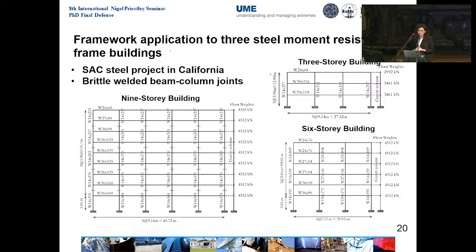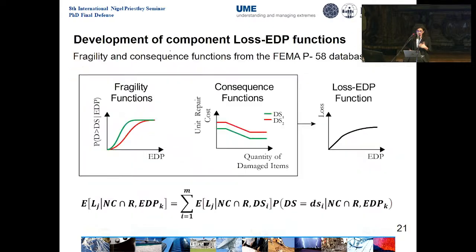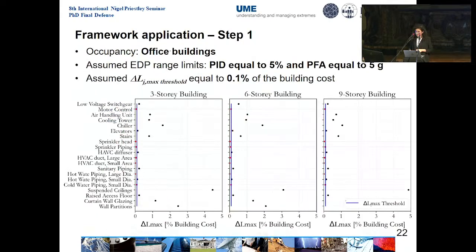Now, I will show you a case study building application that I'm sure will clarify how the framework works. So we use three steel moment-resisting frames that are taken from the SAC Steel project in California, and that are characterized by brittle welded beam-column joints. And they are 6, 3, and 9-story buildings. Now, first we developed the loss EDP function of our elements using fragility and consequence functions from the FEMA P58 database. And then we start to apply the 4 steps of the framework.